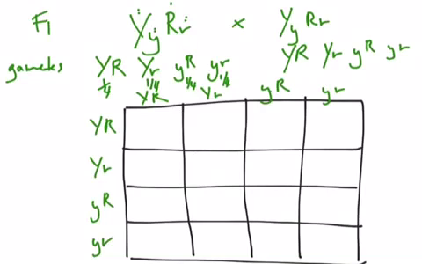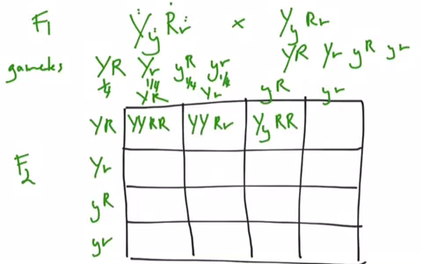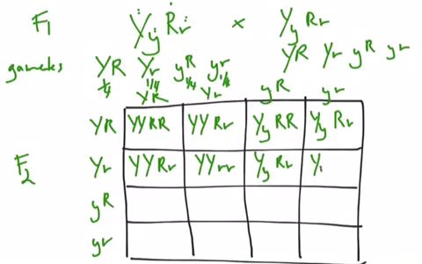So let's have a look at what the F2, the second generation, possibilities are for the offspring. So we can end up with big Y, big R, big R; big Y, big R, little r; big Y, little y, big R, big R; big Y, little y, big R, little r; big Y, big R, little r; big Y, little r, little r; big Y, little y, big R, little r; big Y, little y, little r, little r; big Y, little y, big R.